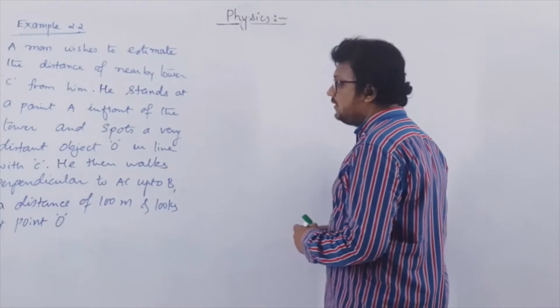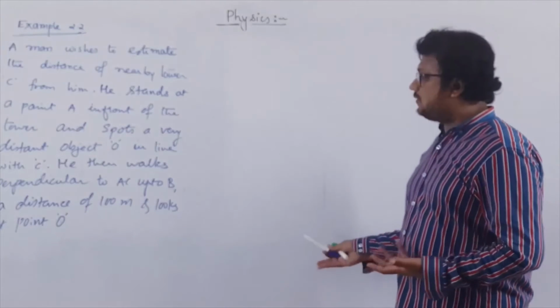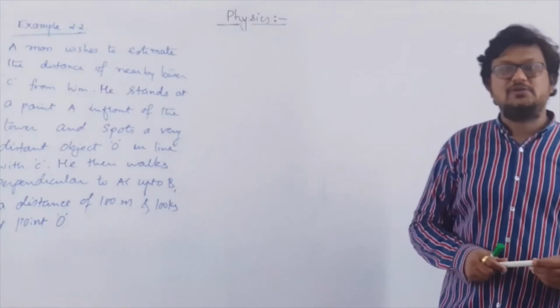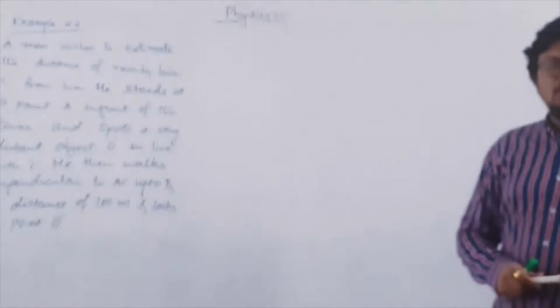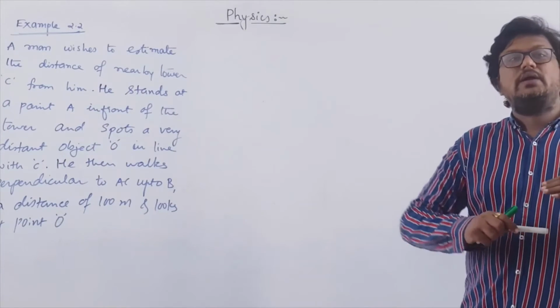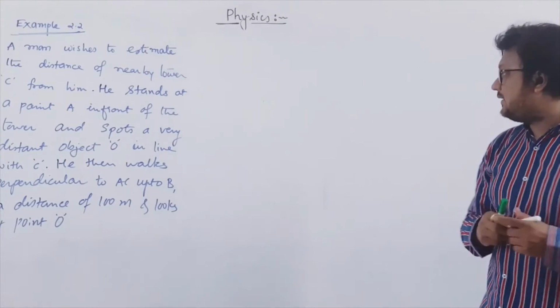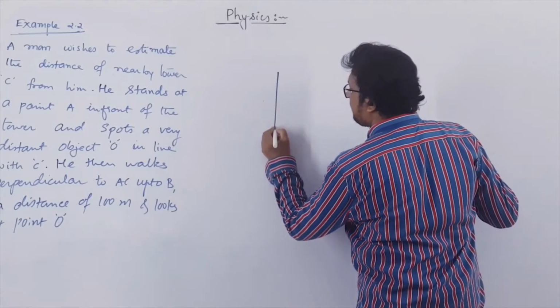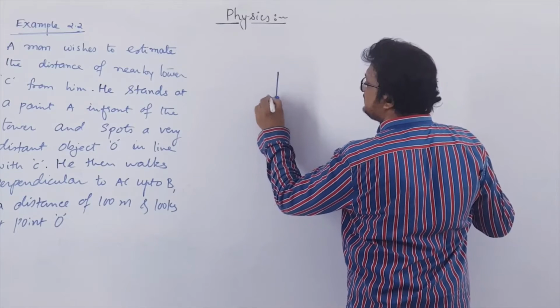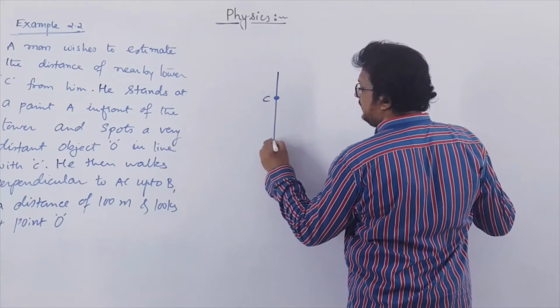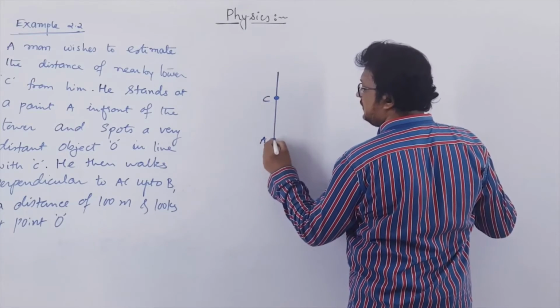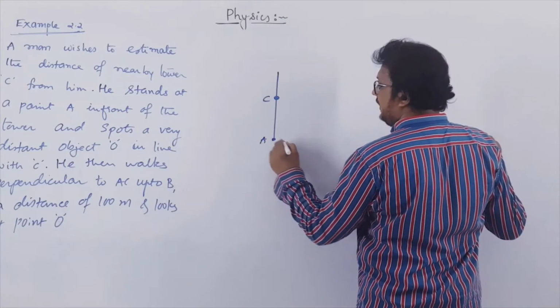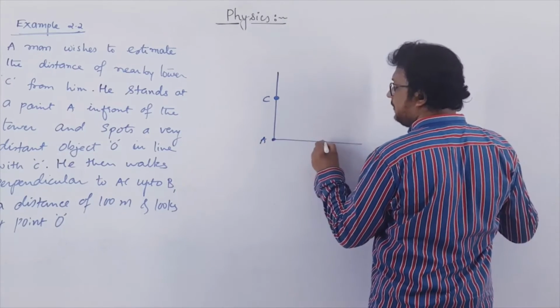I'm not writing that here, otherwise the whole part will be completed by the question only, right? So he walks a distance of 100 meter and looks at point O. So let us say this is our point C, and this is point A. Here we have the tower, and the person walks to point B perpendicular to AC.